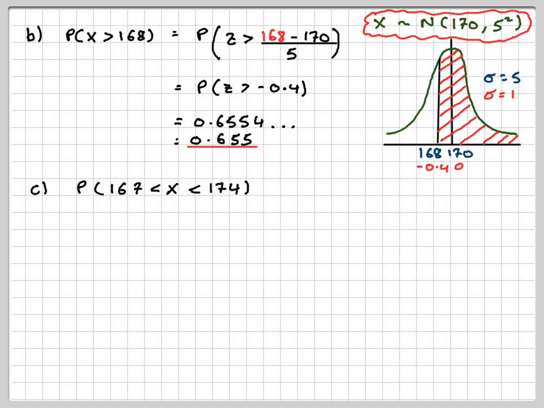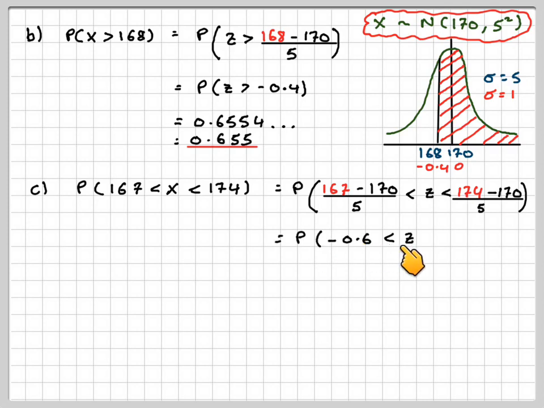Okay, so now between 167 and 174. So if you're going to standardize it, you need to do 167 minus the mean 170 divided by 5, and then z being less than 174 minus 170 divided by 5. And so that's going to give the probability that z is between minus 0.6 and 0.8.